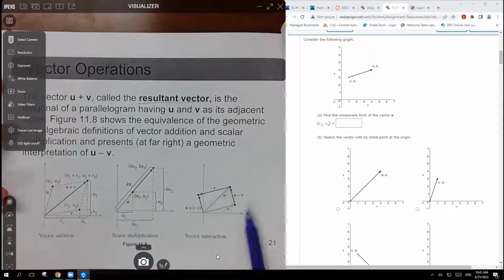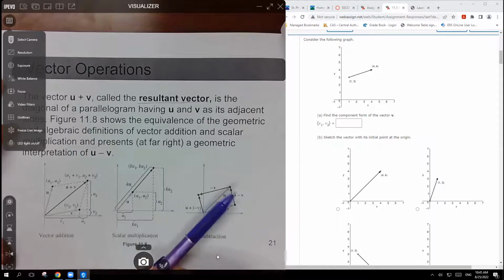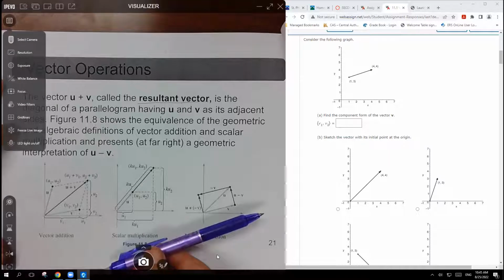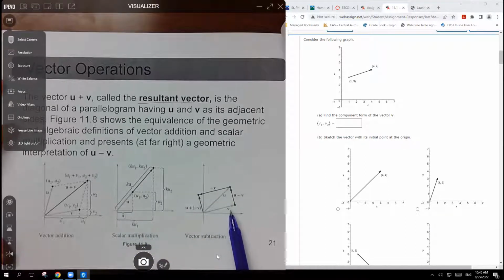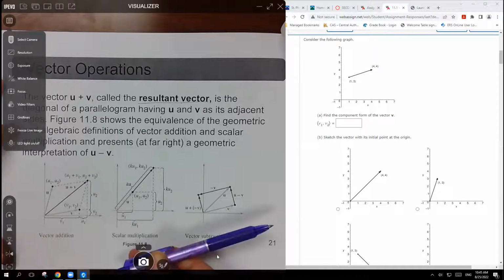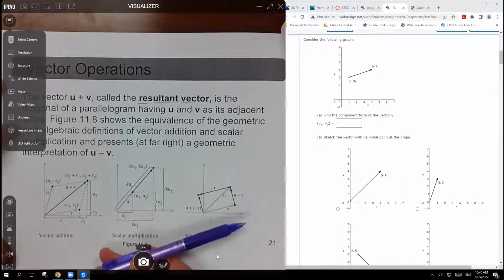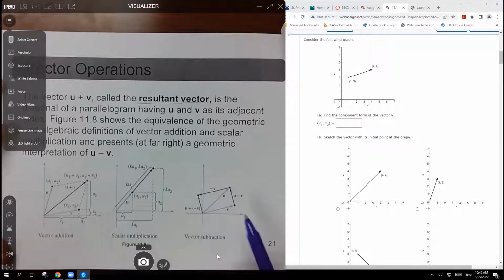And here's how it's going to be the minus. Here's U and here's V. Negative V is going to go in this direction, because it flips the components of this vector. U minus V is going to be, there's V, this is minus V. You see the vector goes in this direction. And U minus V, the result is going to be this one or this one.